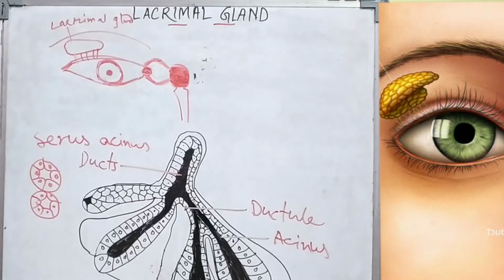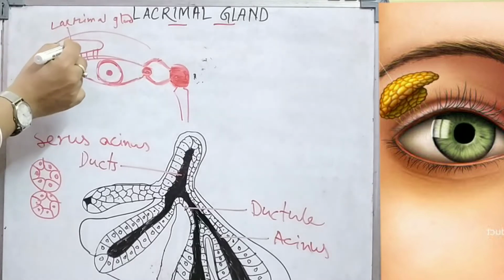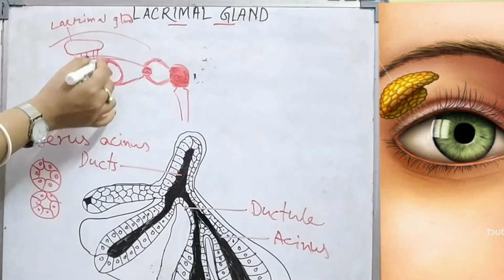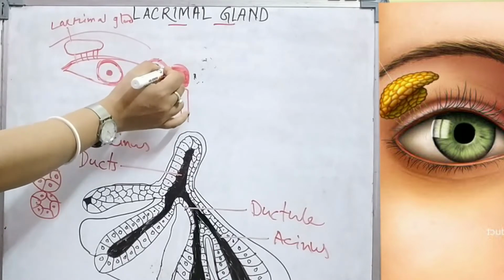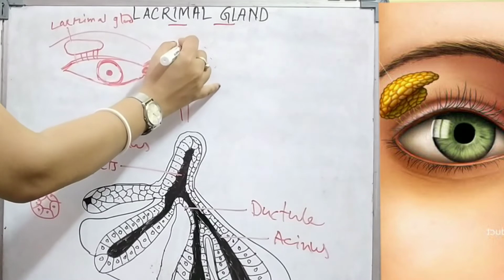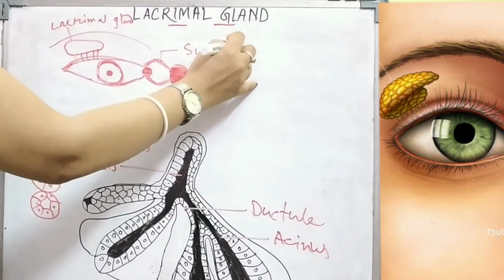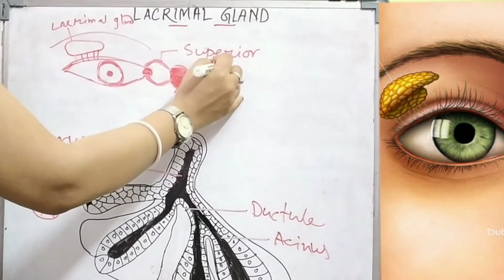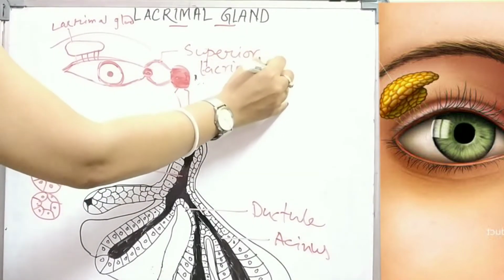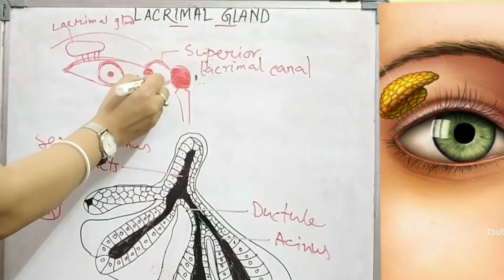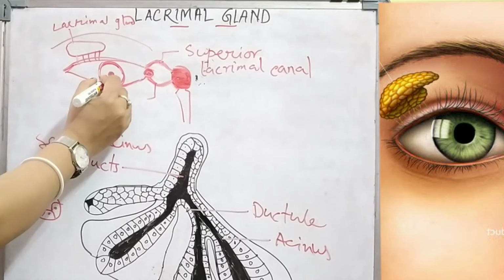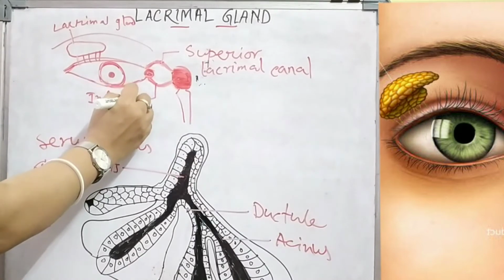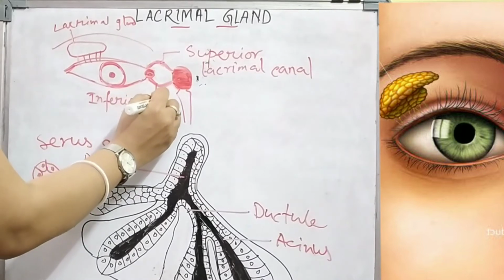Now, the exact location we have drawn. This one is the lacrimal gland, and we can see clearly the position of this gland. This one is the superior lacrimal canal. This one is the inferior lacrimal canal.